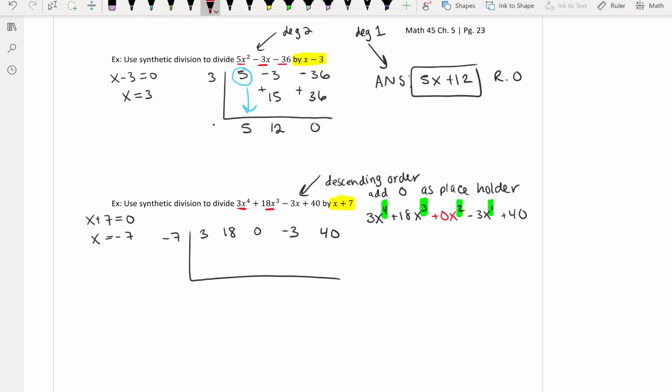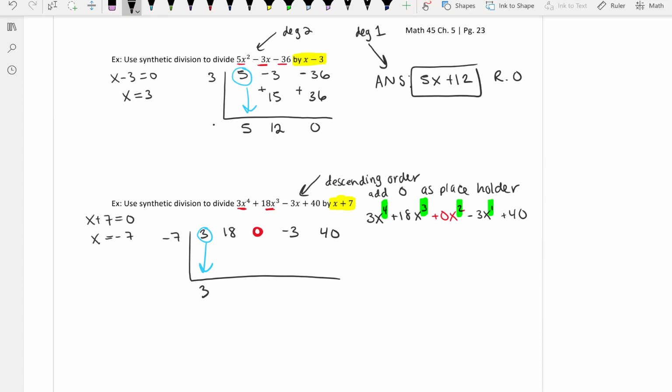And I'm even going to write that 0 in red. This is really important that you see that 0. If you don't have it, it's really going to mess up your calculation. So it's really important that we have it. Okay, so here we go. Whatever that first term is, you just drop it down. Doesn't matter. It just always gets dropped down.